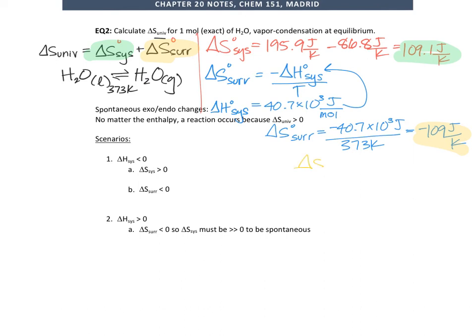So that means my delta S of the universe is equal to 0 joules per K. Because remember, when anything is at equilibrium, delta S of the universe is 0 because it is not spontaneous in either direction. So this was just a proof as to why delta S of the universe is 0 at equilibrium. Delta S of the surroundings and delta S of the system are equal and opposite. Let's go on to spontaneous exo and endo changes. No matter the enthalpy, a reaction occurs just because delta S of the universe is greater than 0.